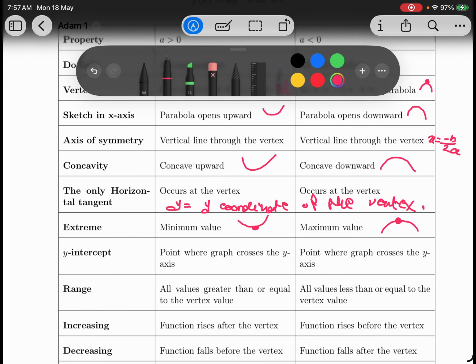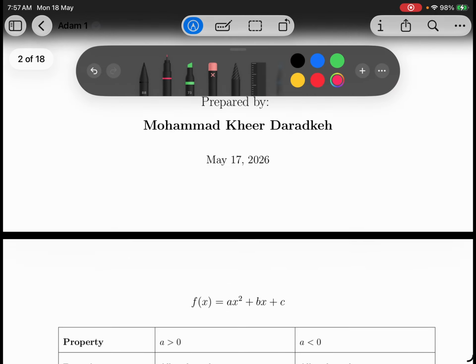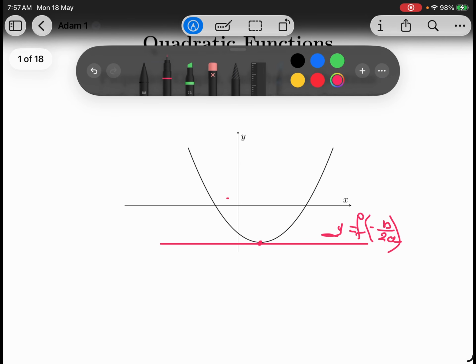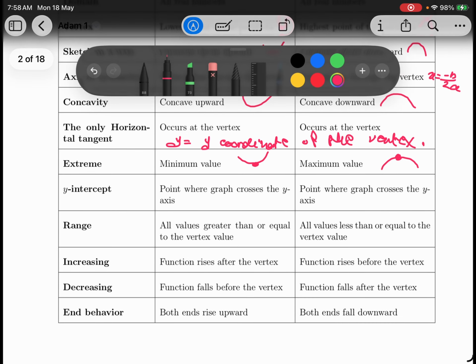And for the x-intercepts, there are two of them, as you can see here, guys: there's one here, there's one here. So in many cases there are two of them, not in all cases, but in many, yes. We will discuss that for sure.